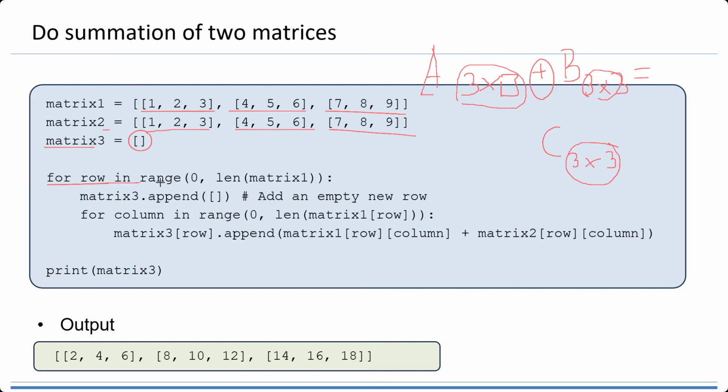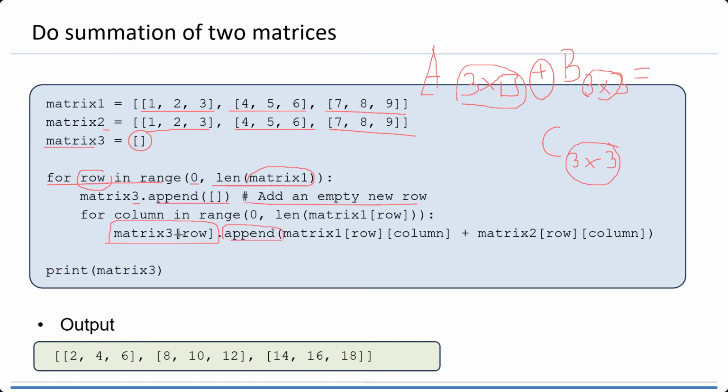It means the size of the row will be the same with any of the matrix. In this case, I'm using the matrix 1. So the range will be starting from 0 until the length of the matrix 1. And then for the matrix 3, we need to append one empty row. So this empty row indicates the element in the row. And then we have the append for every element.